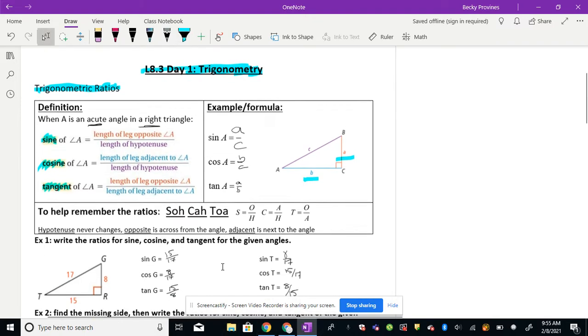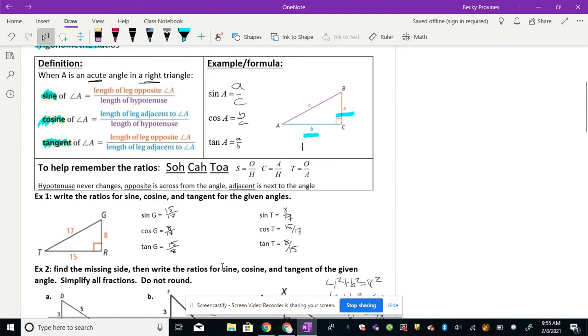A very easy way to remember these ratios is the saying SOH CAH TOA. So, S is sine equals O over H, opposite over hypotenuse. Cosine equals adjacent over hypotenuse. Tangent equals opposite over adjacent. I would also highlight this as well: the hypotenuse never changes. It's always going to be opposite that right angle. The opposite is across from the angle, so A to a. And the adjacent is next to the angle, but not the hypotenuse.